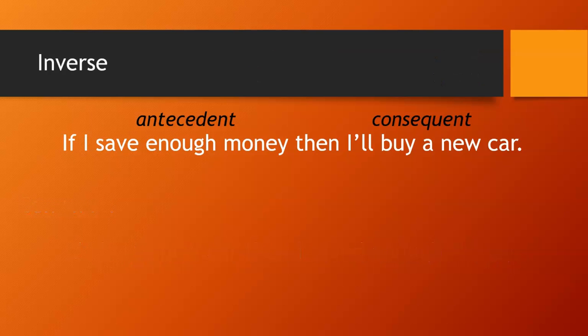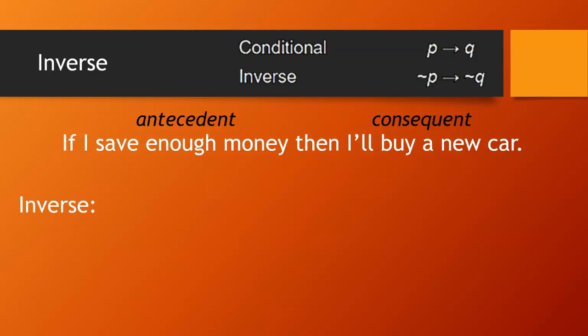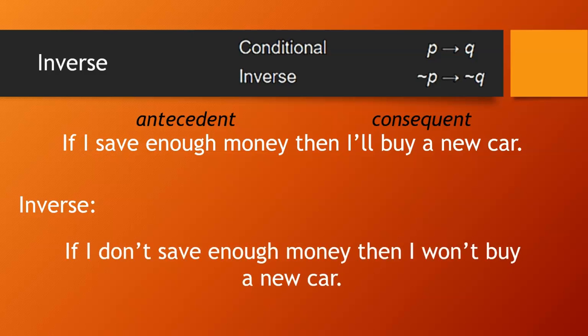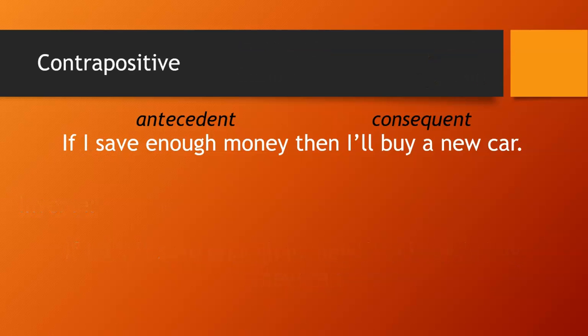The next variation is the inverse. For the inverse, if P then Q becomes if not P, then not Q. In other words, the antecedent and the consequent remain the same, but they are negated. So for our statement, the inverse would be if I don't save enough money, then I won't buy a new car. The third variation is the contrapositive.